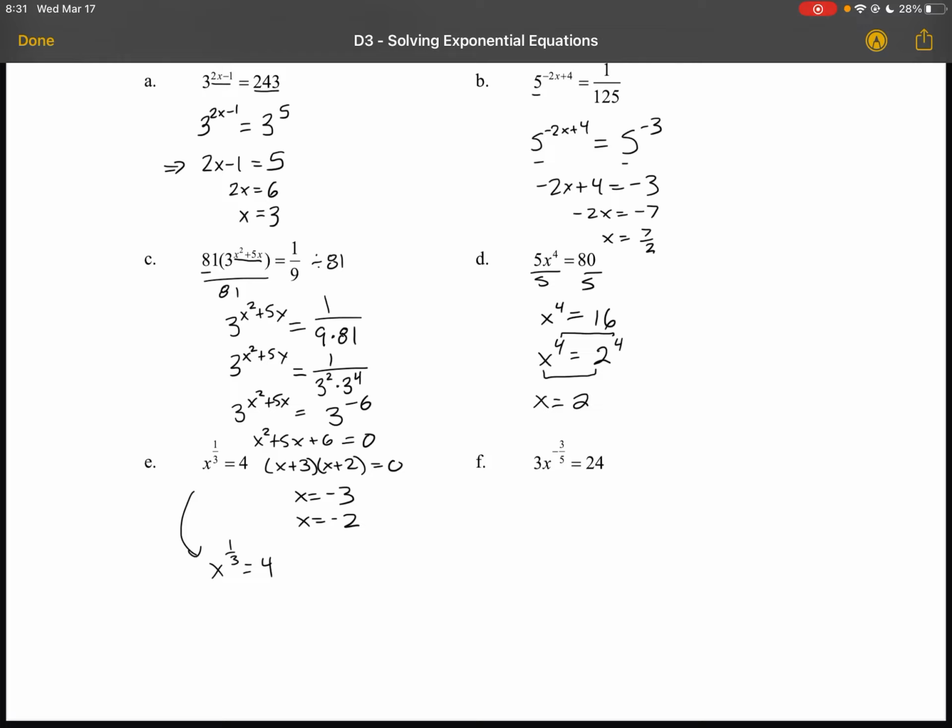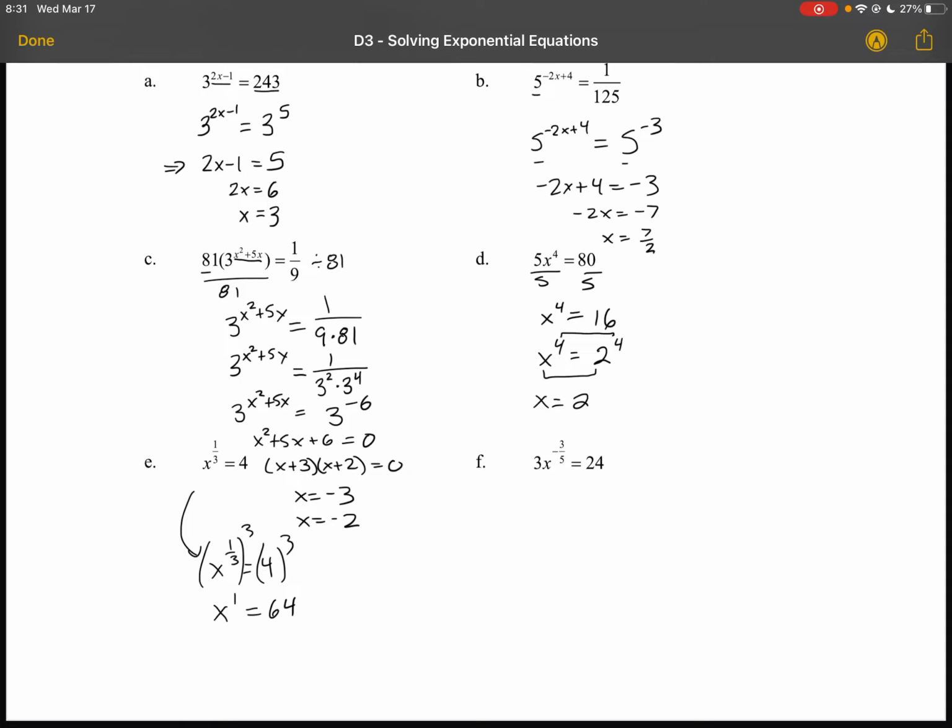Really what I want to change that left-hand side to is x to the exponent 1. Well, I can do that by cubing both sides. When I'm raising a power to an exponent, I'm going to multiply the exponents together. 1/3 times 3 is just 1, so I'm left with just x on my left-hand side. And 4 cubed is going to give me 64, which gives my answer of x equals 64.